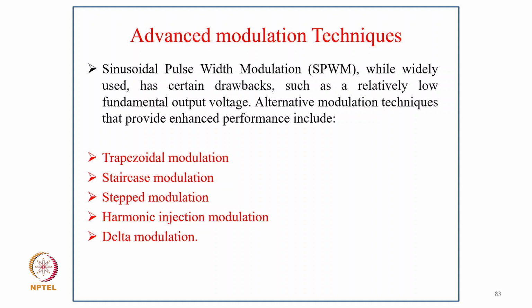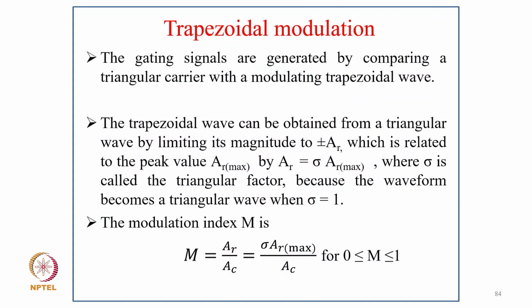So coming to advanced modulation techniques, sinusoidal pulse width modulation, while widely used, has a certain drawback, such as relatively low fundamental output voltage. Alternative modulation techniques that provide enhanced performance include trapezoidal modulation, staircase modulation, step modulation, harmonic injection modulation, and delta modulation.